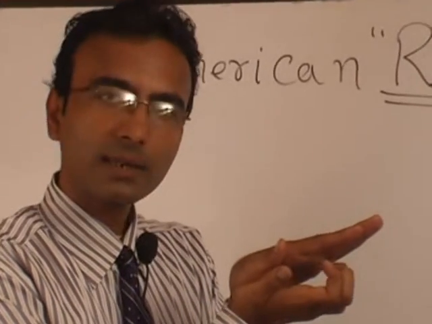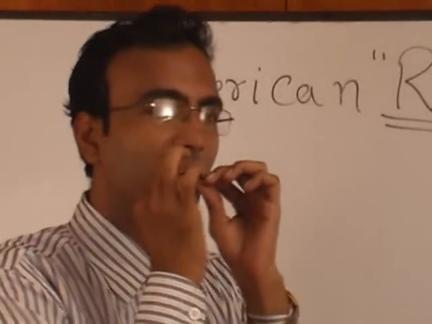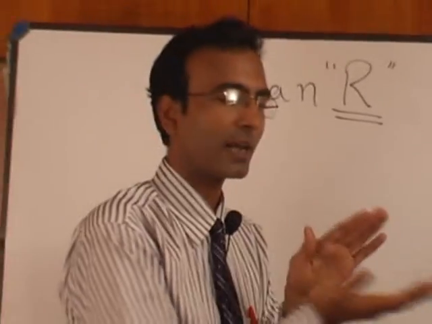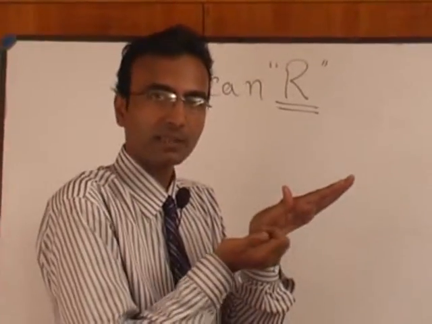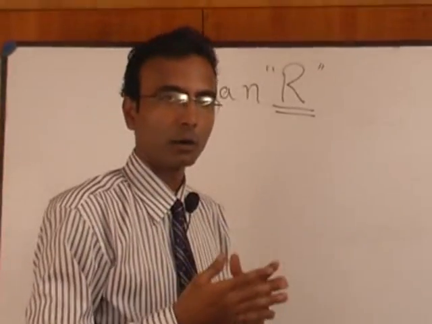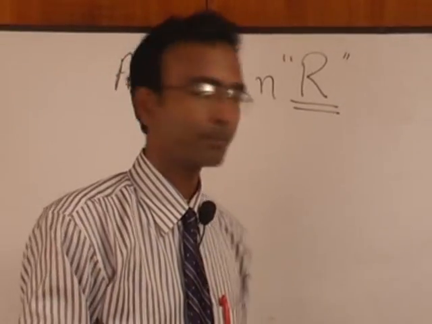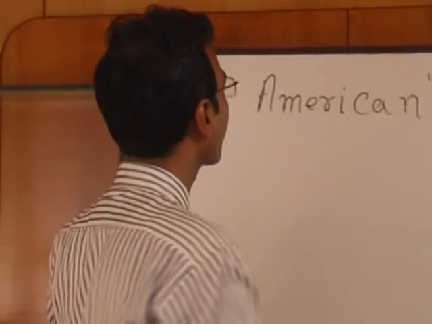We roll our tongue at the back side, and we try to take our lips forward. Whenever you take your lips forward, roll your tongue, pull your tongue to the back side and say R, then of course it will be 100% American pronunciation. Let me demonstrate.